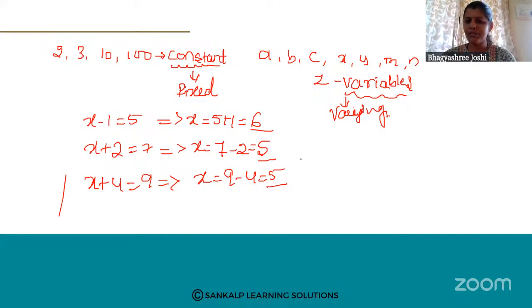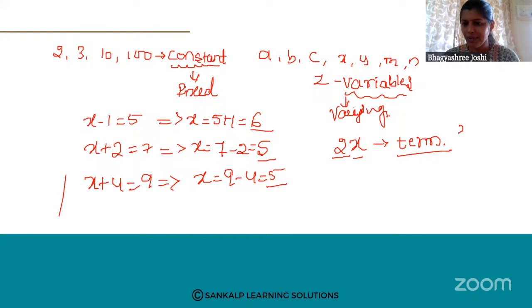See, if I write one constant term with a variable, for example, 2x. Here I am using one constant term and one variable term. So 2 is a constant and x is a variable. This we call a term. What do we call it? We call it a term.